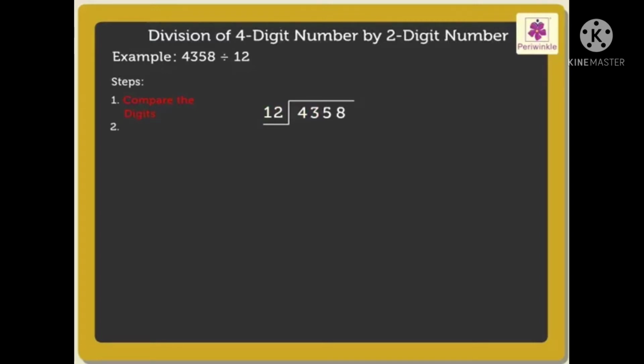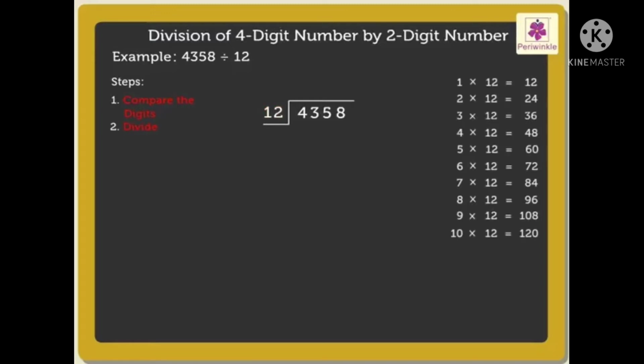So, step 2 is to divide. Here, as the divisor is 12, we use the table of 12 to find a product which is equal to or less than and nearest to 43. So, the nearest product is 36. Hence, we write 3 in the quotient above 3.